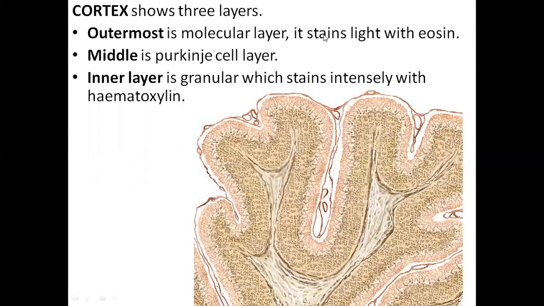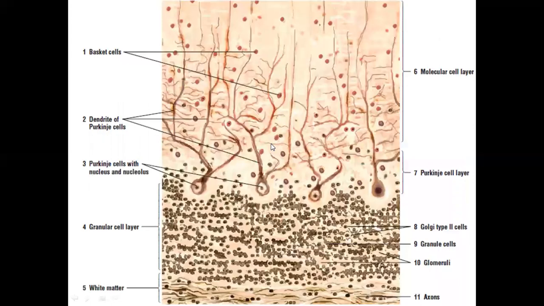Outermost is molecular. It stains light with eosin. Again, we have to go with silver impregnation methods only. H&E is very weak in staining nervous tissue. Middle is the Purkinje cell layer. This one, you can see the Purkinje cells. In the inner layer you find granules. This is the granular layer, which stains intensely with hematoxylin.